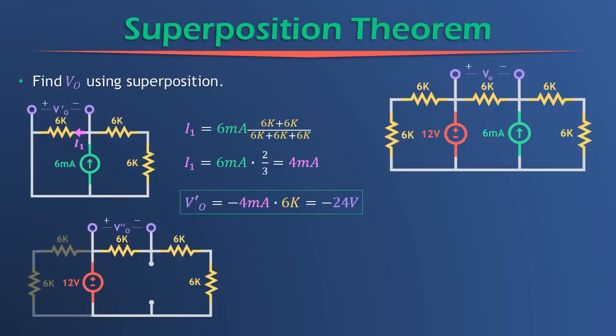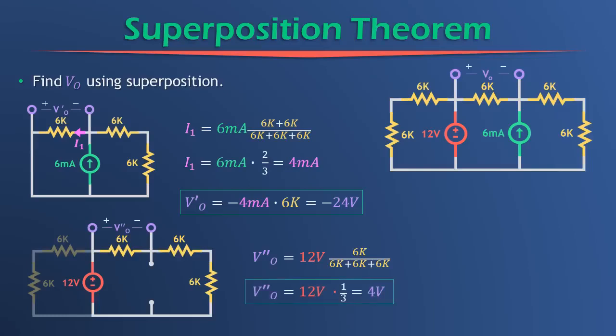So how do I use voltage divider? Well, I just do my source voltage of 12 volts times the resistor that I'm interested in, which is this 6K resistor. But it would be the same actually for any of them, over my equivalent resistance of all the resistors. So that's 6K plus 6K plus 6K, and that'll give me the voltage across that 6K resistor, the voltage VO double prime, and that equals 4 volts.